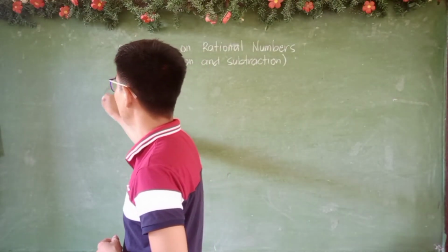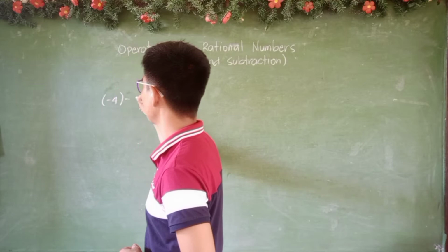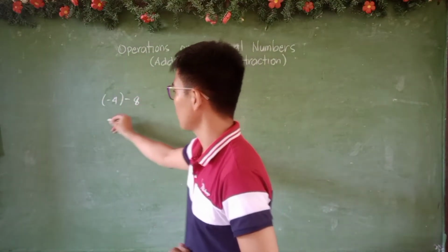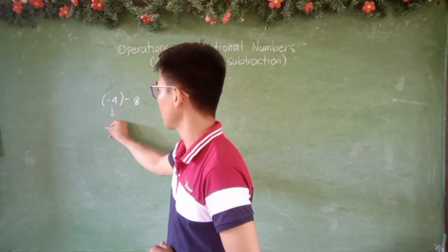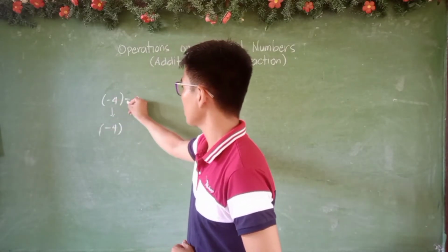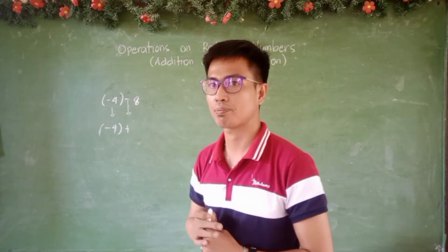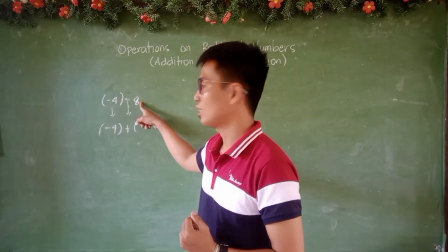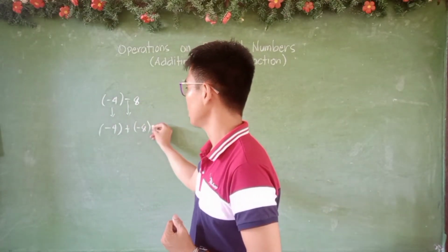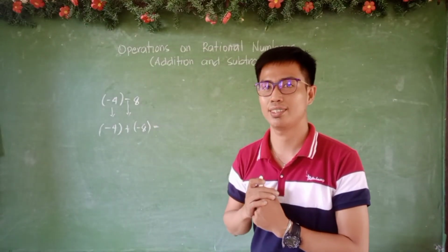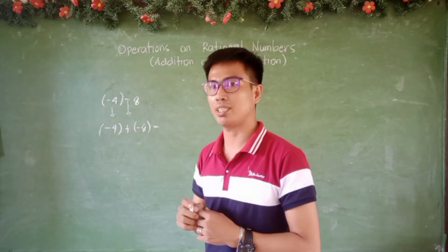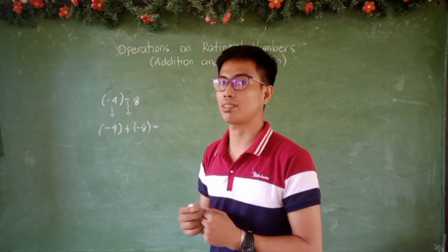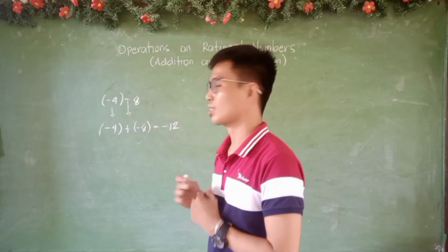So let's say we have negative 4 minus 8. The first thing you will do is just copy the minuend. So that is negative 4. And then change subtraction into addition. And change the sign of the subtrahend. So since positive 8 siya, gagawin natin siyang negative 8. And then proceed to addition. So we have negative 4 plus negative 8. Same sign sila. Rule natin kapag same sign, add the numbers and copy the sign. So that will be negative 12.